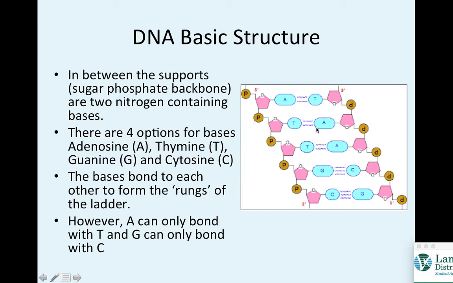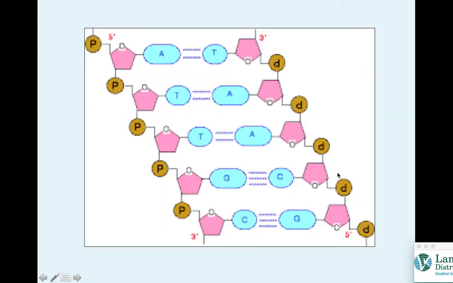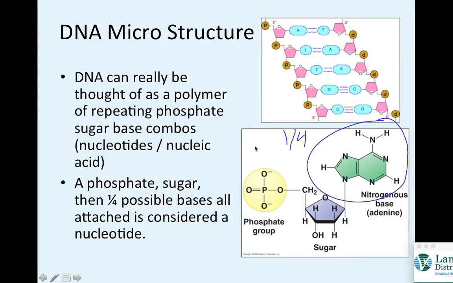Between A and T, there's always a double bond. Between G and C, there's always a triple bond. So there's a better picture of it. Here's my sugar-phosphate backbone on both sides, and then I have my more important nitrogenous bases in the middle. So DNA can really be thought of as a polymer of repeating phosphate-sugar-base complexes, called nucleotides.